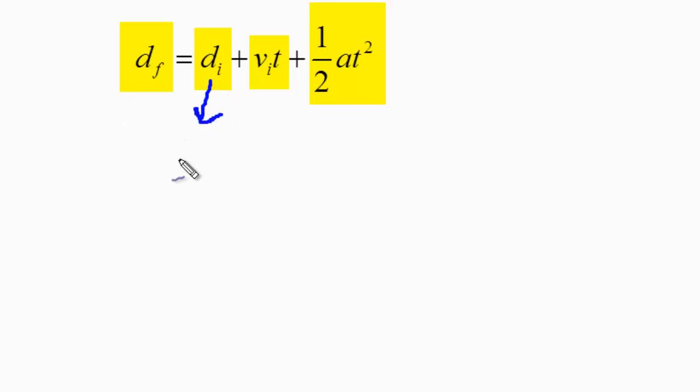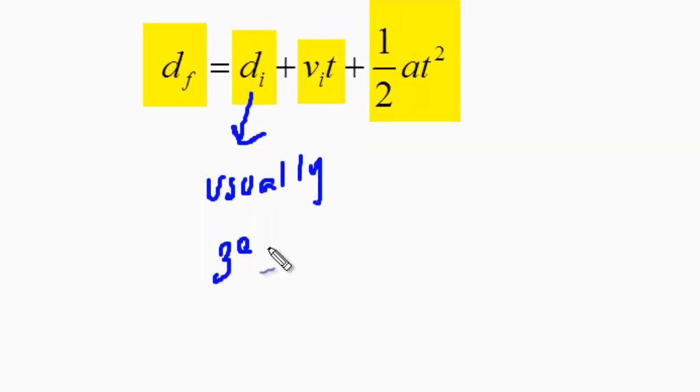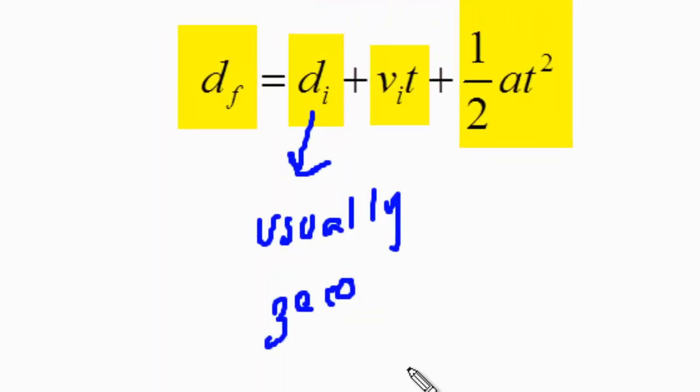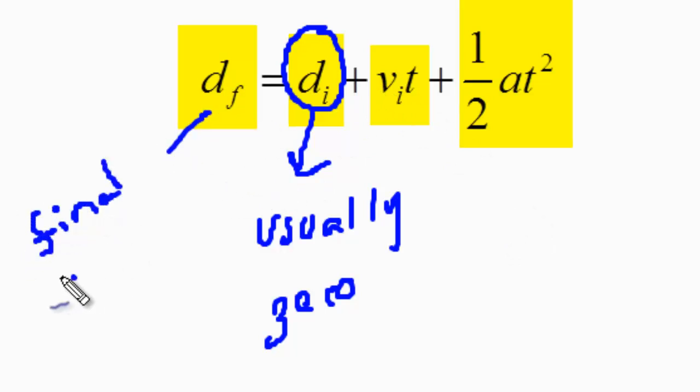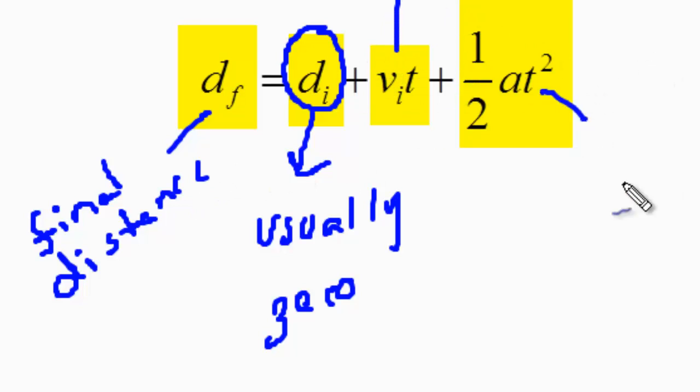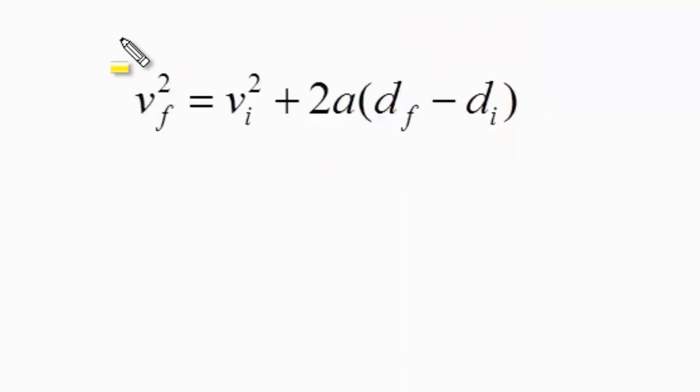This DI is usually, not always, but usually 0. If it's not explicitly stated in the problem, if the problem doesn't say anything about DI, then you can assume that it's 0, which makes this equation much easier to use. Again, this DF is simply our final distance. VI we've already encountered, that's our initial velocity. T is simply the time, and A is simply the acceleration. No big deal.